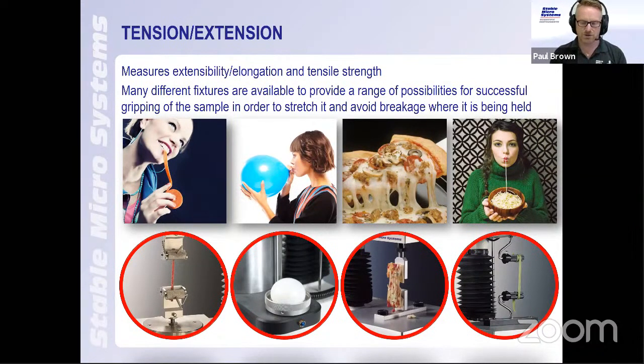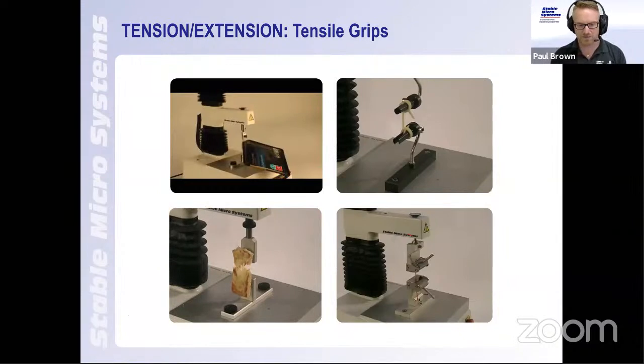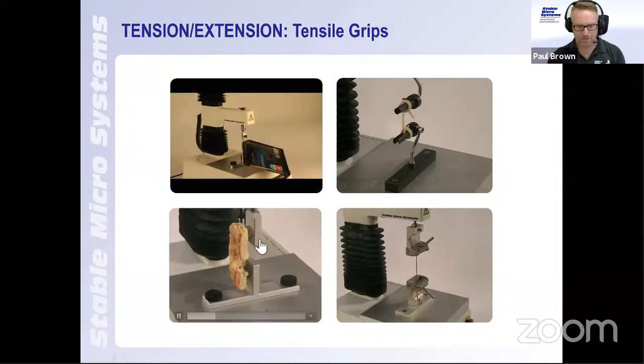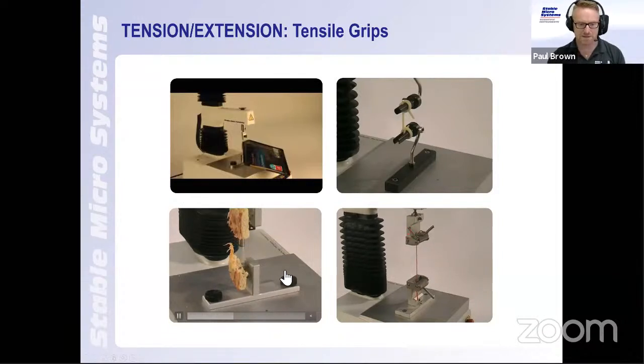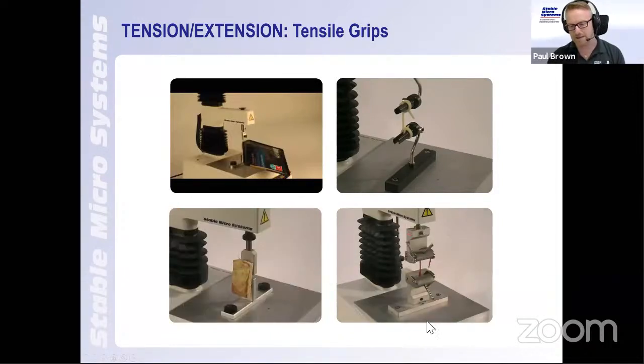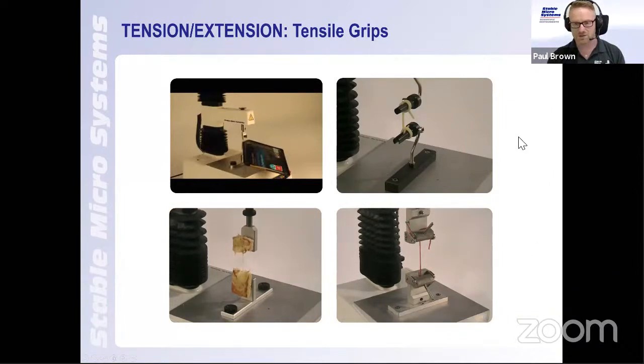It's all possible to look at the stretch or the elongation of the product, either to failure or just to see how far it will stretch within the product series itself. There are lots of different types of tensile grips available to look at the elongation. We have here very specifically a pizza tensile grip. So looking at the mozzarella cheese, we have roller grips, self-tightening.